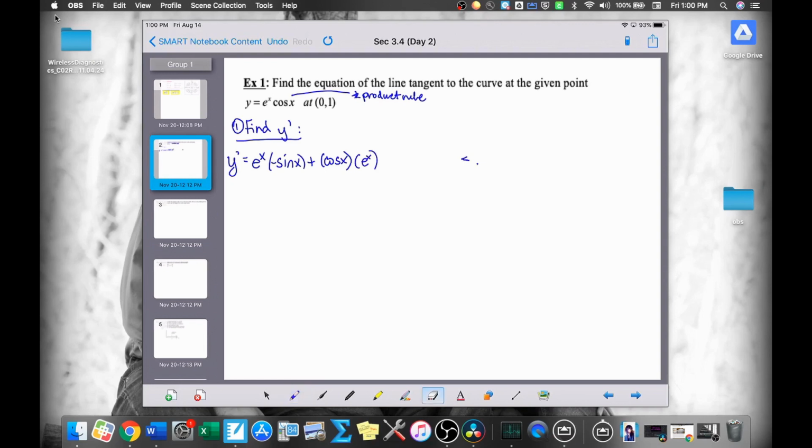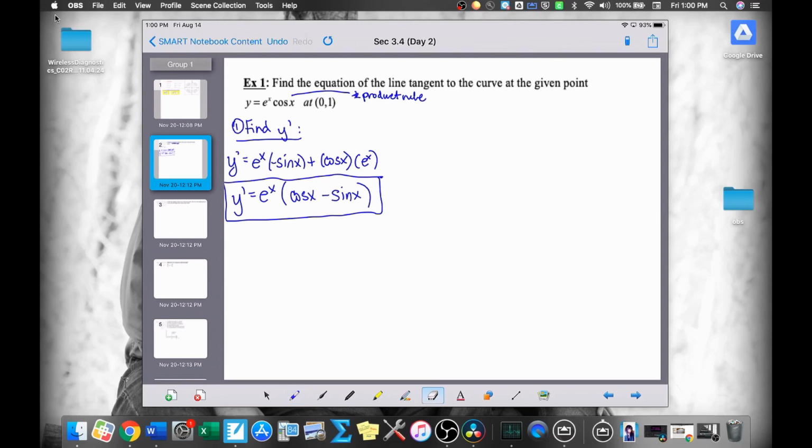And then we can do a little simplifying because both of our terms have an e to the x. So just to make the math a little bit easier for ourselves in the next step, we can factor that e to the x out. And then I'm going to put the cosine x first and then minus the sine x second. That doesn't really matter, but it's just a little bit easier. Okay, so now we have an expression for the derivative. y prime is equal to e to the x times (cos x minus sine x).